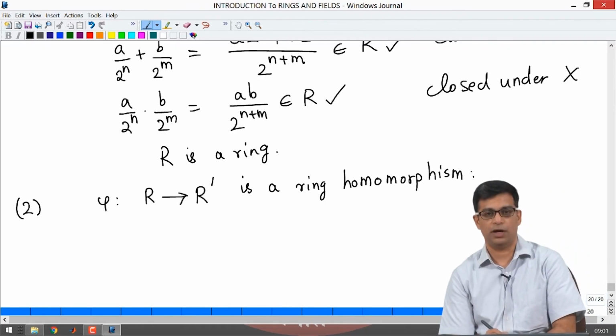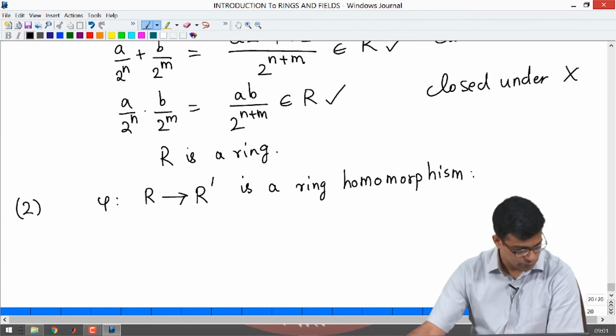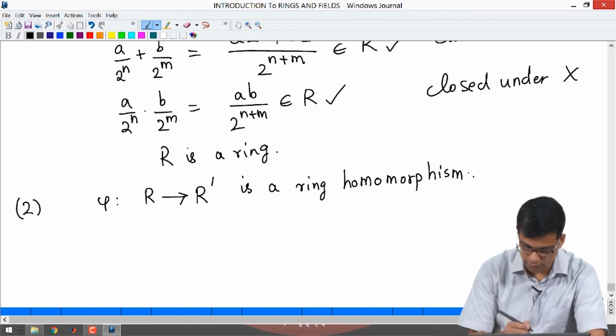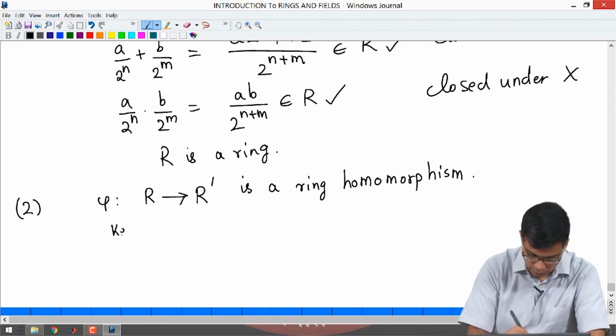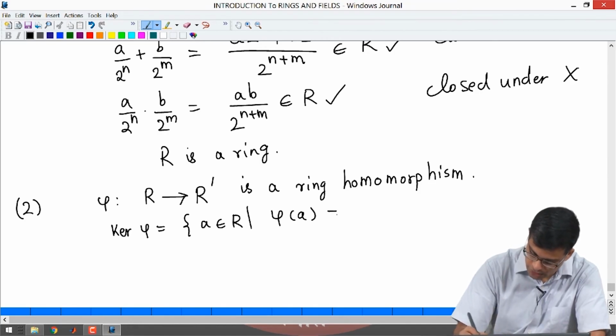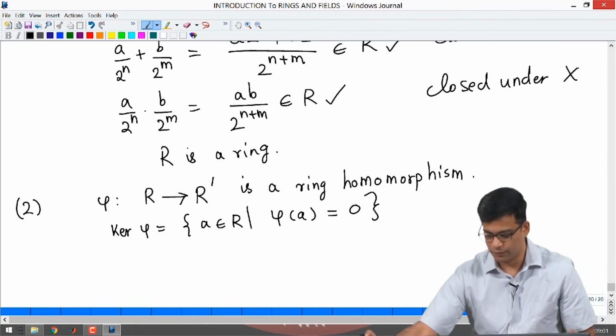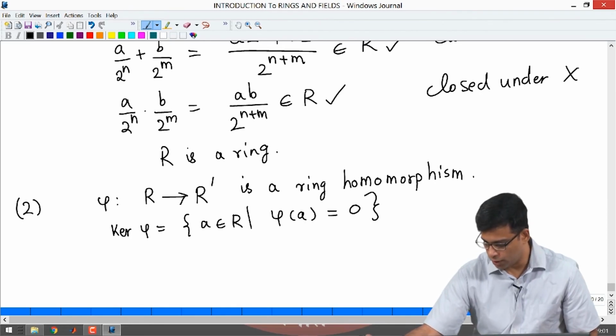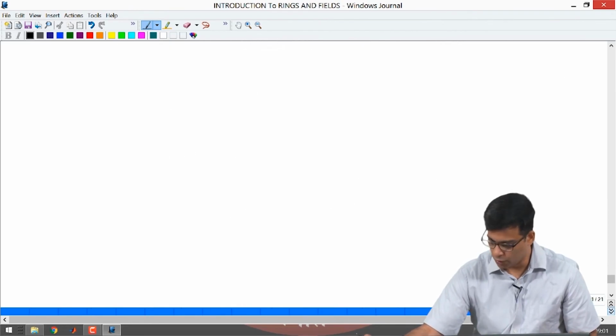So, let us say phi from R to R prime is a ring homomorphism, and recall what the kernel is. The kernel is the set of all elements in R which map to the 0 element of R prime. This is the definition of the kernel, and we know that it is what we call an ideal.